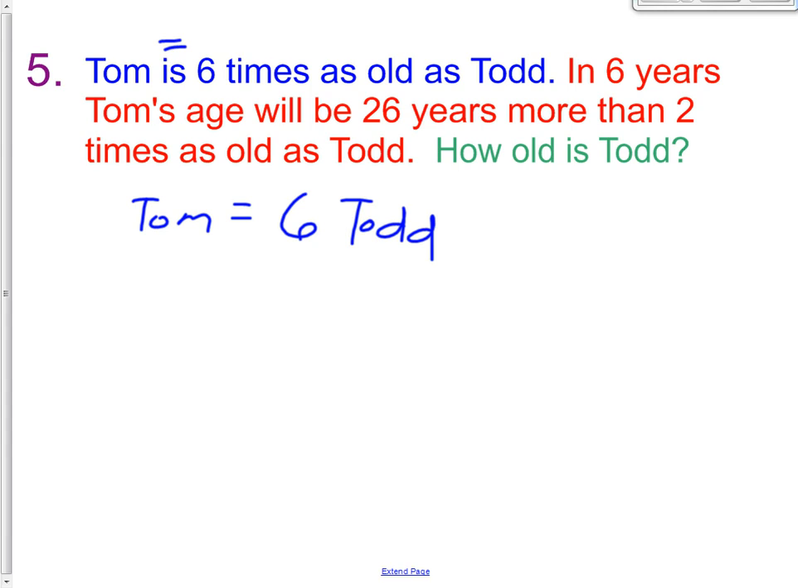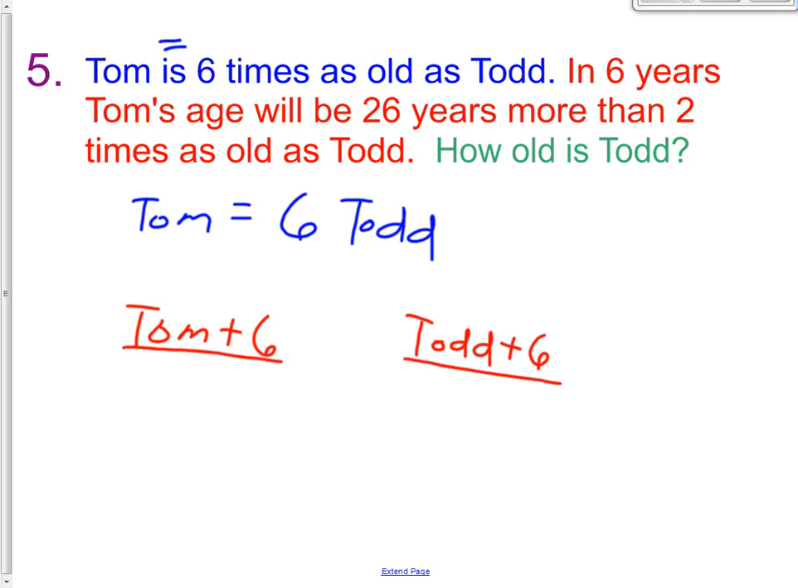In 6 years, Tom's age will be 26 more than 2 times as old as Todd. Woofta! That's quite a sentence. Let's break that down. In 6 years, so now let's look at both of our people here. Tom will be 6 years older, and Todd will also be 6 years older. So let's add 6 to both of them. So now here's Tom's age, and here's Todd's age.